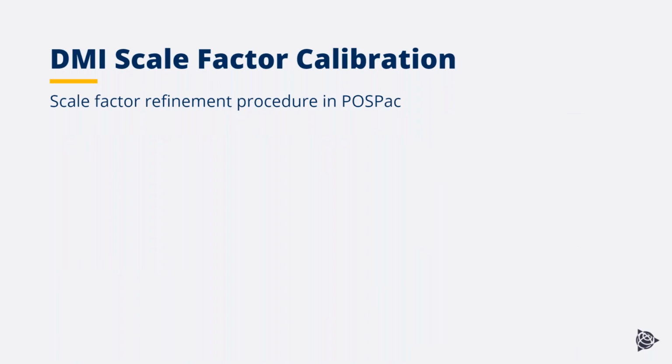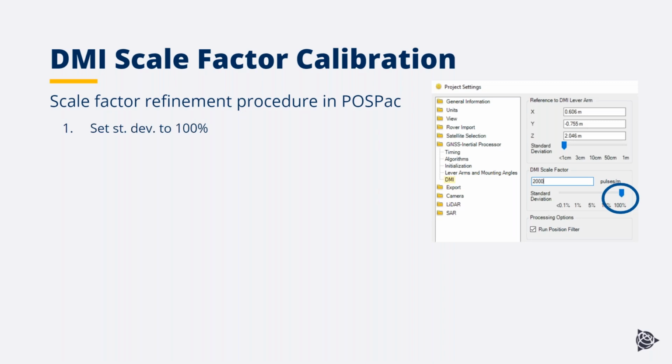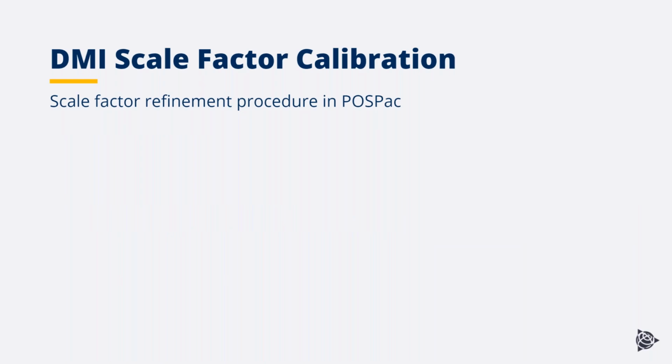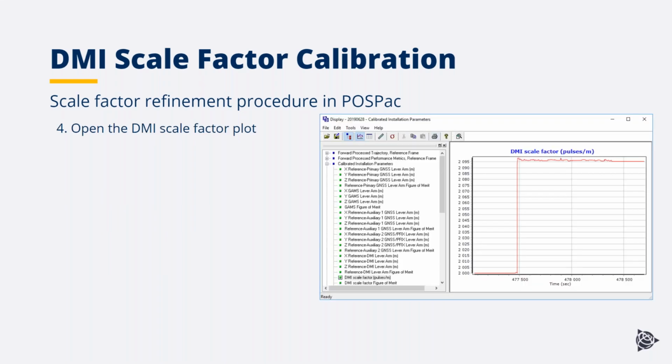All right, we can do the same thing for DMI, not for the lever arms so reliably, but we can do it for the scale factor. The concept is the same. So we set the standard deviation of the scale factor to 100%. We make sure that it's somewhere close to reality, so plus minus 15% of the actual value. Run all processing, and then we open the similar plot as with the GNSS, but this time the DMI scale factor plot. And you can see the same effect here.